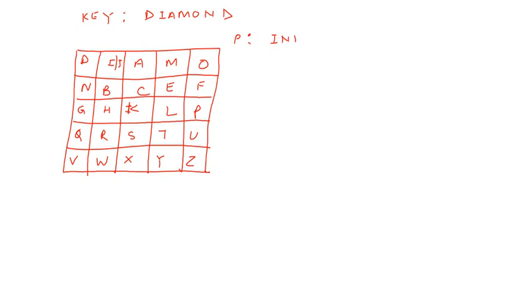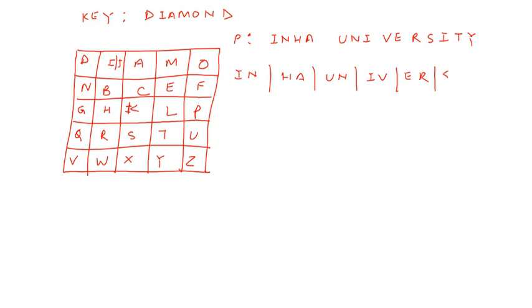Now using this matrix, let's say the plain text is Inha University. Now we need to encrypt this text. So for encryption, we will divide this text into groups of two alphabets like this: IN, HA, UN, IV, ER, SI and TY.